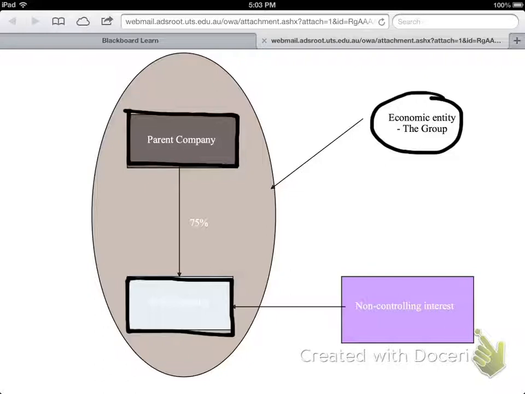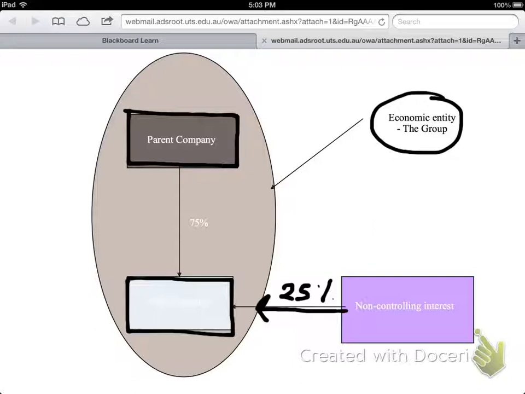Next. In this example, the parent controls only 75% of the shares in the subsidiary, and the remaining 25% is owned by the non-controlling interests. So how is this non-controlling interest viewed from the group's perspective? Well, from the group's perspective, the non-controlling interest owns shares in the group. So from the group's perspective, the non-controlling interest is an equity account. Okay, they are the shareholders in the group.